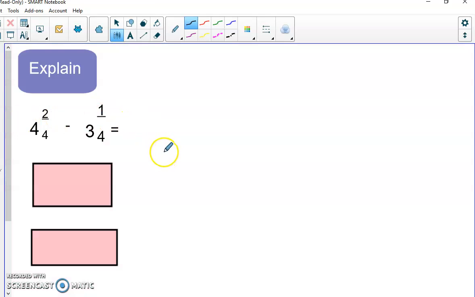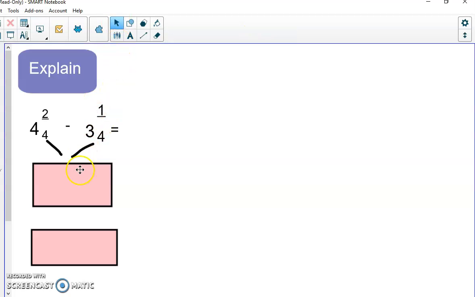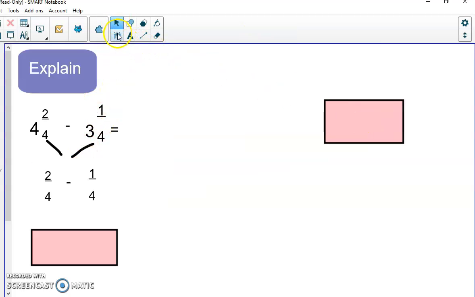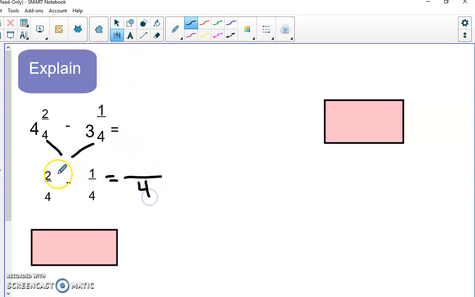Today we're going to be subtracting mixed numbers, and we're going to start out with some easy problems and then work into the harder ones. So this problem, we are asked to take 4 2/4, take away 3 1/4. We always want to start by subtracting the fractions first. So I'm going to take 2/4 and 1/4 and subtract those first. Again, I know my denominator stays the same as fourths, and I'm going to do 2 take away 1, which equals 1.